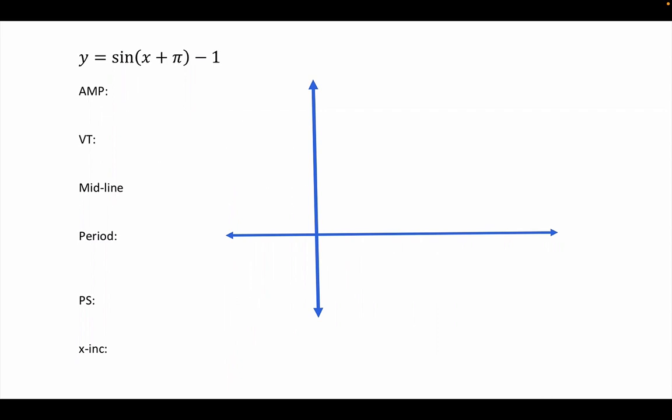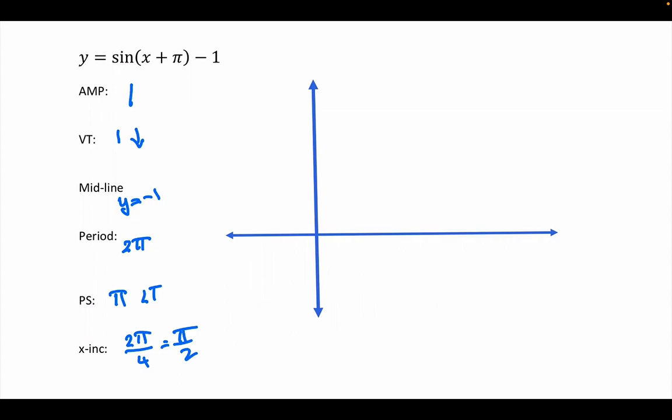Okay, in this one, the amplitude is 1. The vertical translation is 1 going down. The midline is going to be y is equal to -1. The period is 2 pi, because there isn't anything in front of the x. But the phase shift is going to be pi, going back 1, going to the left. And then the x increment is going to be 2 pi divided by 4, which is pi halves.